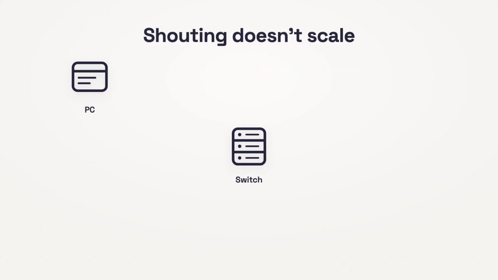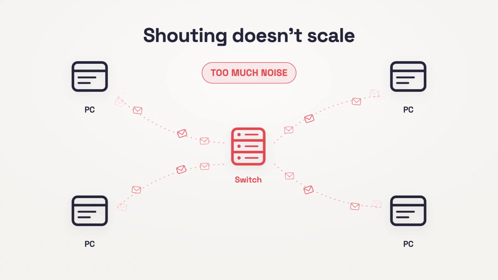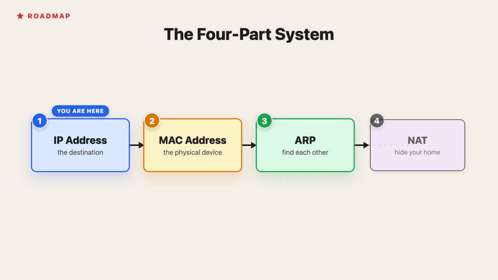The simplest idea is shouting. Send the packet to everyone and hope the right machine answers. But that only works in tiny networks. If the whole internet worked like that, it would collapse instantly. So the network uses a smarter system. To understand it, we need four pieces: IP, MAC, ARP, and NAT.